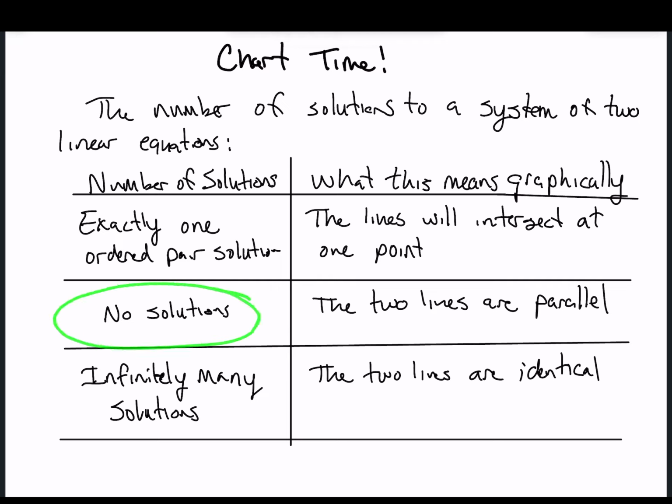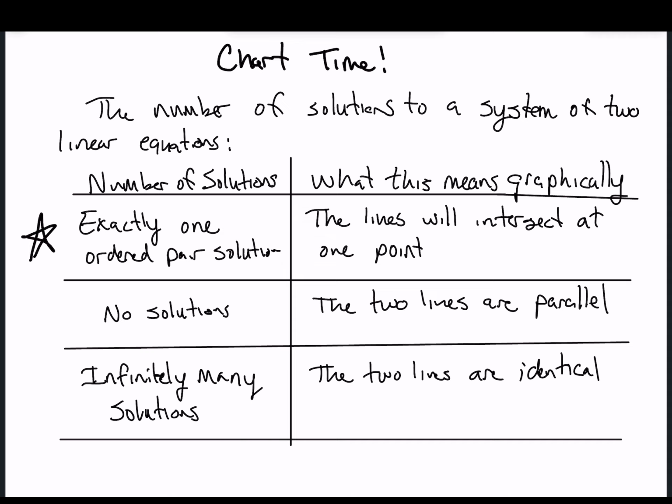If there are no solutions, then the lines won't ever cross and the 2 lines will be parallel. And if there are infinitely many solutions, the two lines will be identical graphically. The one that we're usually most interested in is the one where we have exactly one ordered pair solution.